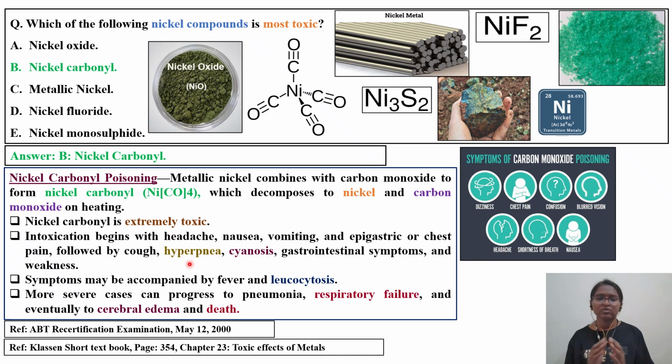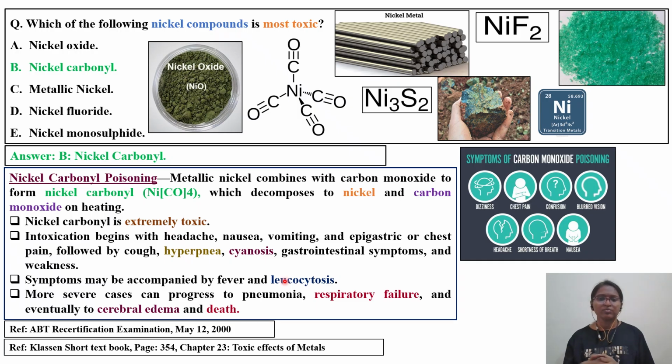Later on, these symptoms are accompanied by fever as well as leukocytosis, an increase in leukocyte cells. Eventually, the more severe symptoms you will see are pneumonia, respiratory failure, cerebral edema, swelling in the brain, as well as death.